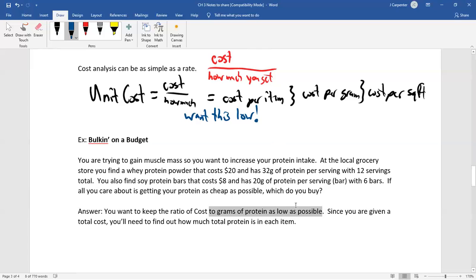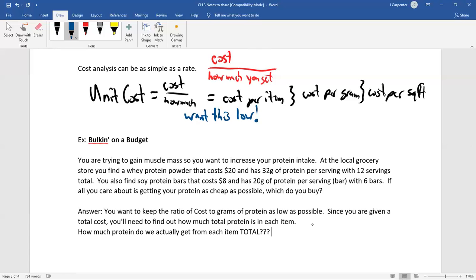But there's a problem here. How much protein do we actually get from each item total? We don't know. We weren't told. I told you get 32 grams per double scoop of protein powder. I told you get 20 grams of protein per bar. But how much protein is in the package of bars? How much protein is in the container of powder? Because it's not just one serving. It's not just 32 grams. There's 12 servings. It's not just 20 grams total in a single bar.